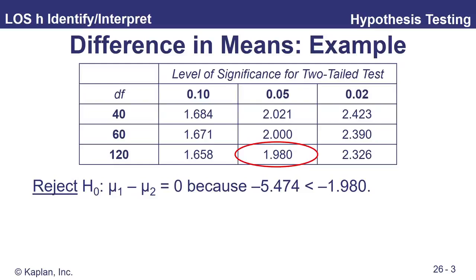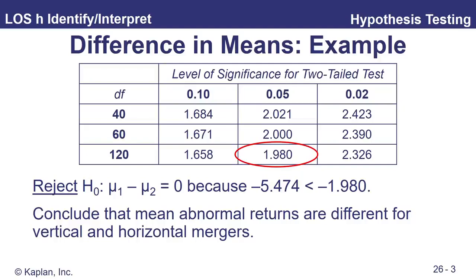Okay, now, of course, we're going to reject our null hypothesis here because our test stat of minus 5.474 standard errors, that, of course, is beyond the minus 1.98. So we are firmly in the left-hand tail, and therefore we reject the null. And we're therefore going to conclude that horizontal and vertical mergers have different abnormal returns.